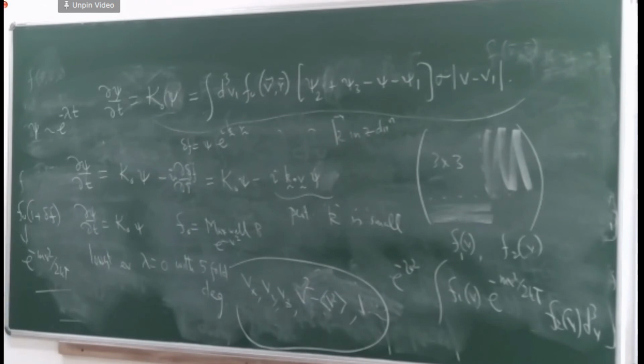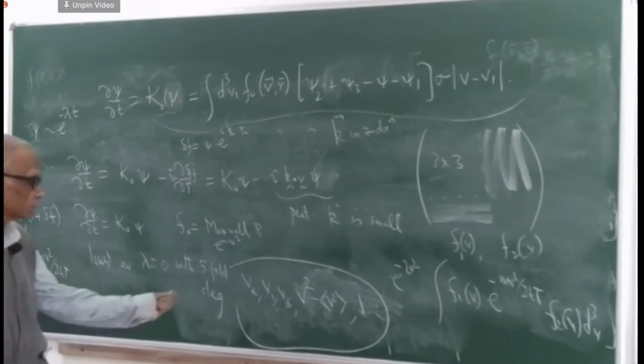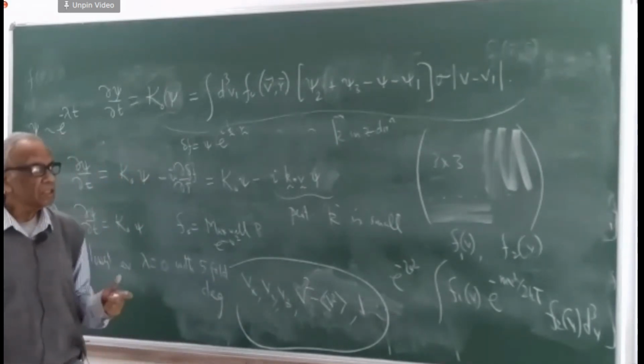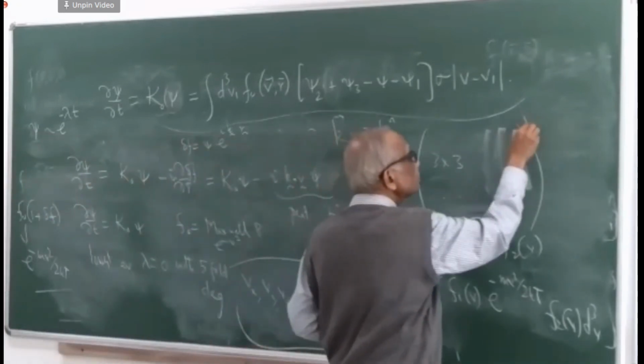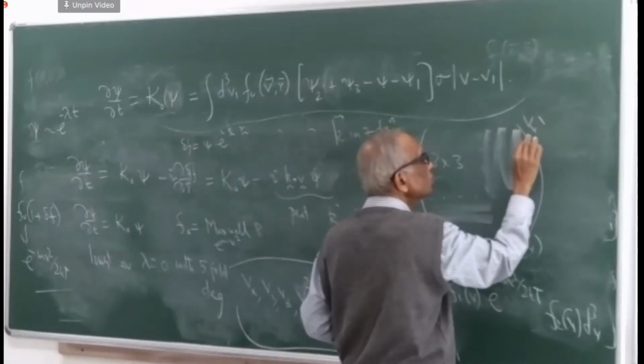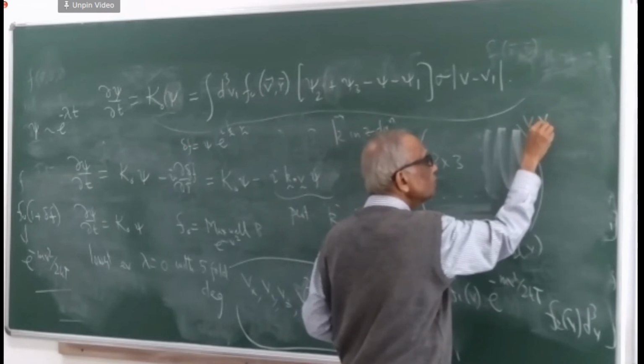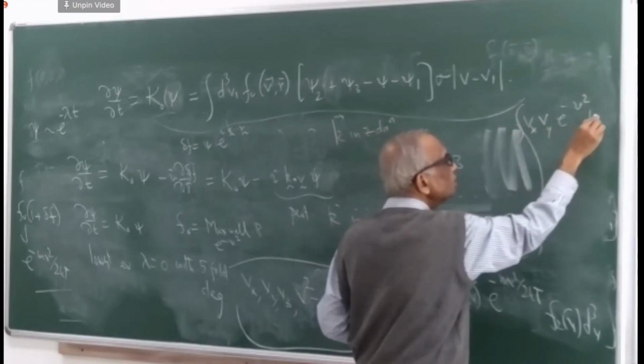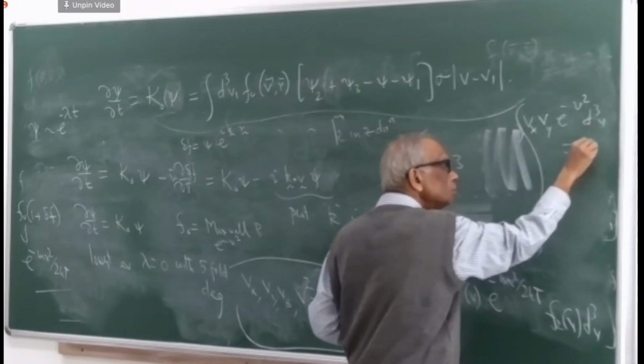Vx does not overlap with Vy. These are all orthogonal. This integral is 0: vx vy e to the power minus v square d3v, that is equal to 0.